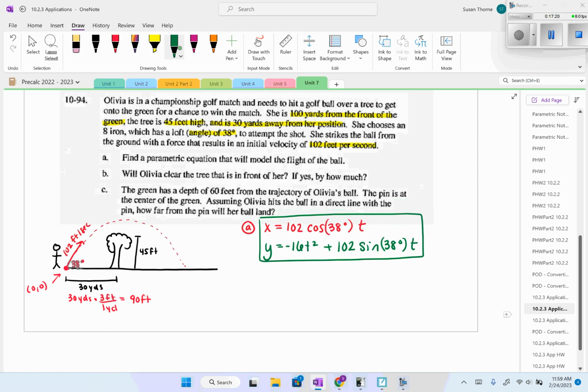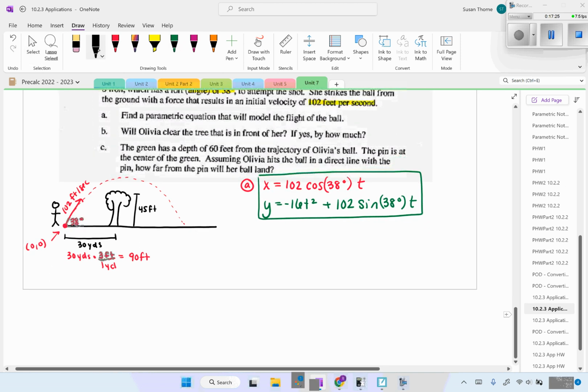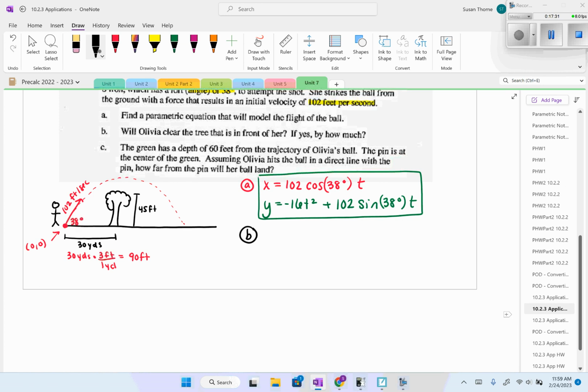And then it says, will Olivia clear the tree that is in front of her? If yes, by how much? So the next part of this we want to figure out is if we're going to clear that tree. In order to figure out if we're going to clear the tree, we need to figure out when we are going to have our ball at the tree, because we know that our horizontal distance from the tree equals 90 feet. And so because we know that, we're going to use our horizontal equation to solve for time.